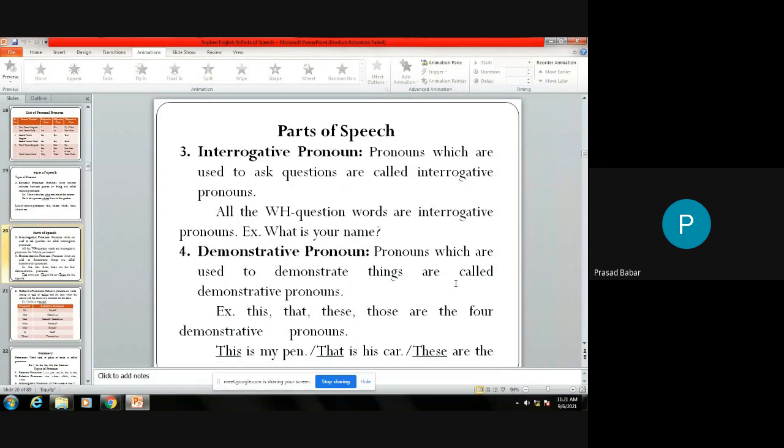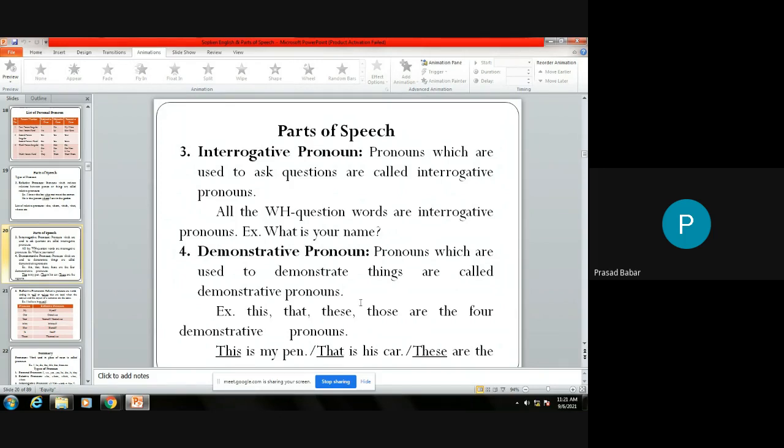We show that this is my pen. That is my car. That is his car. We demonstrate to a person or any of our friends that that is my car.